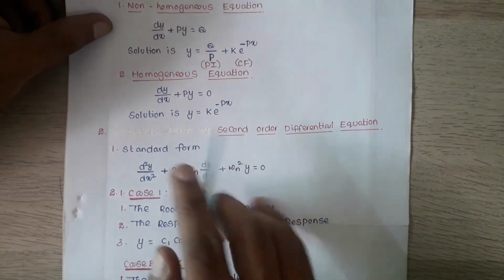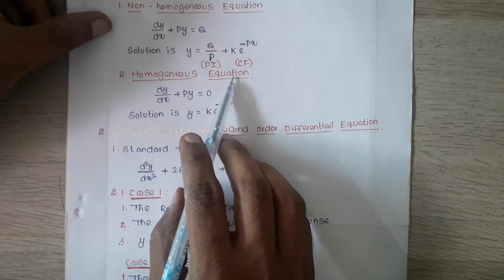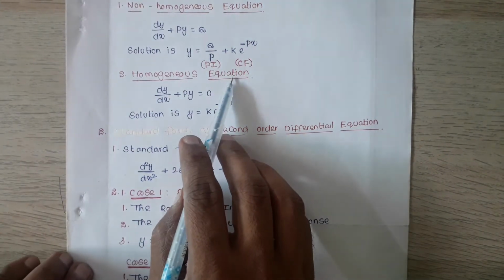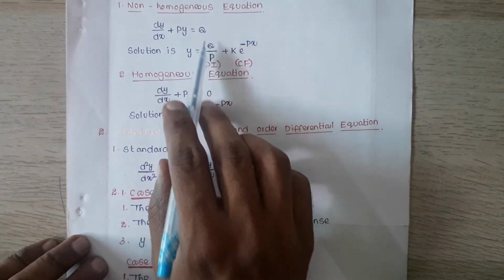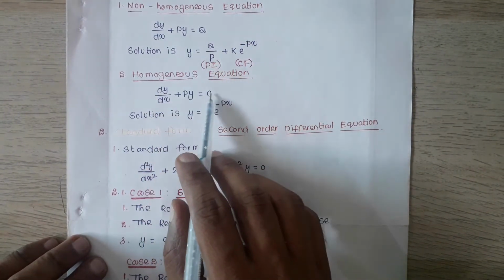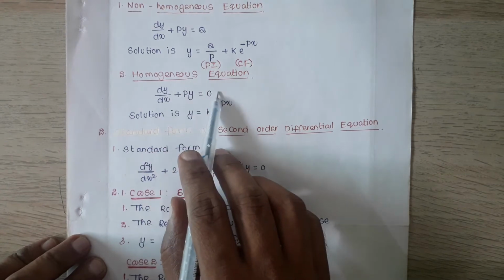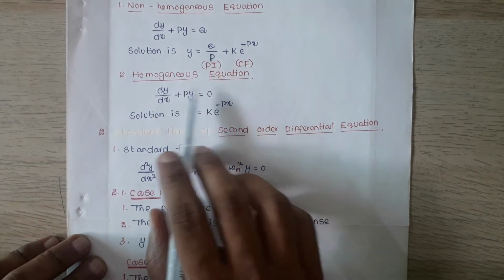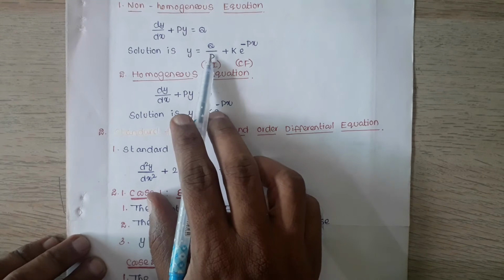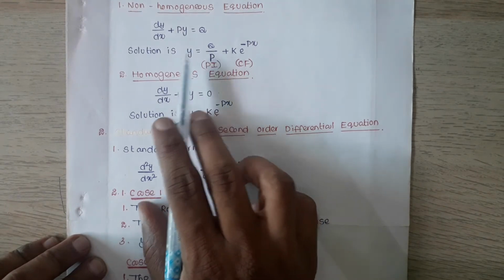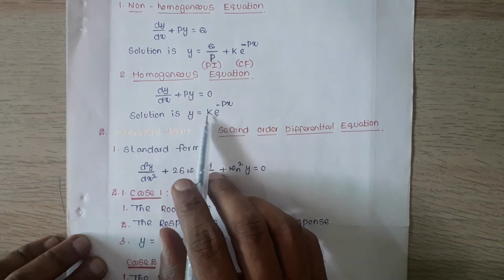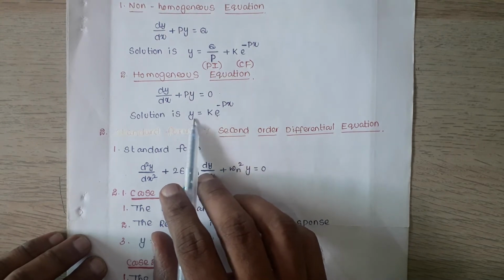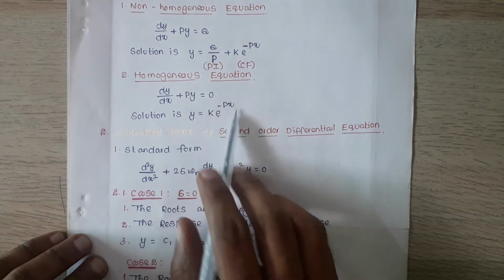Similarly, for the homogeneous equation, the q value becomes 0. In the non-homogeneous equation, if you keep q equal to 0, it becomes a homogeneous equation. Similarly, for the solution of this homogeneous equation, take q equal to 0 in the solution of the non-homogeneous equation, and it becomes the solution of the homogeneous first order differential equation: y equal to k into e power minus pt.